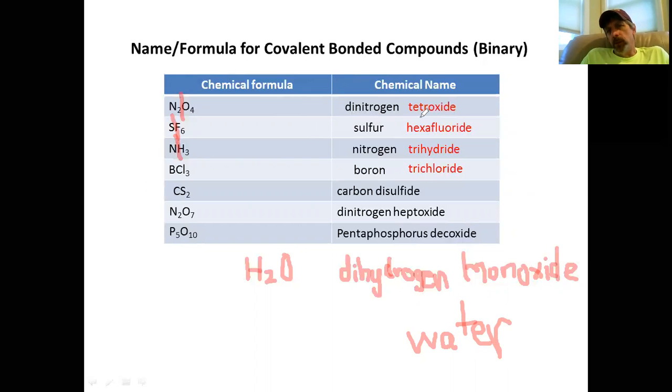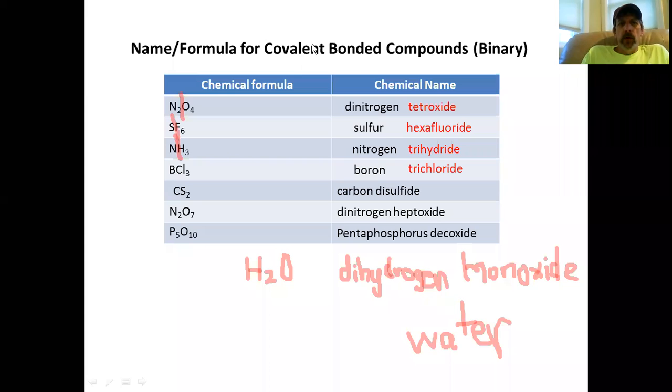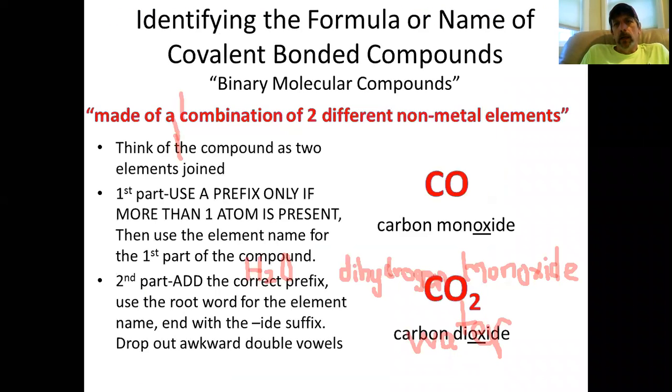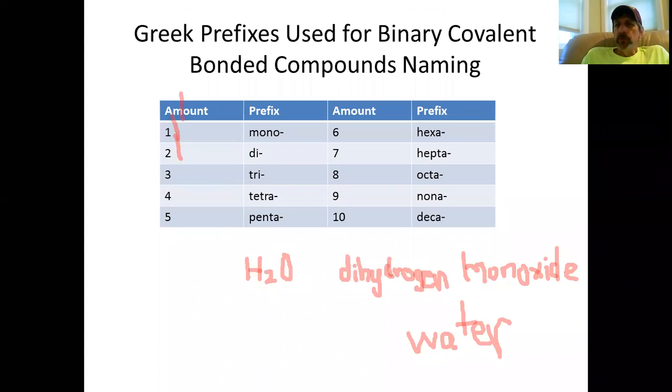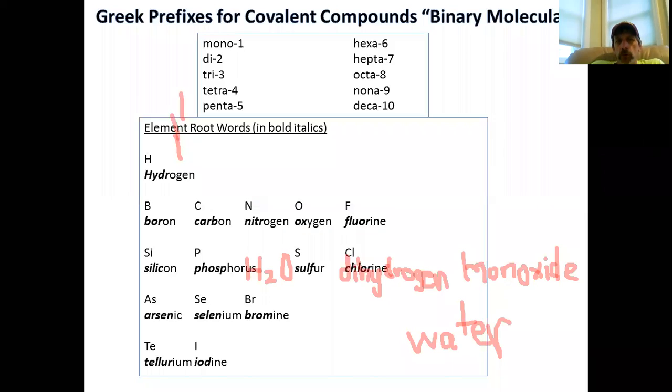Your assignment will be to practice some of this chemical naming. When you go to do that, recall that you'll need to use some tools. So those tools I'm not asking you to memorize. One of those tools will be the chart of prefixes, mono, di, tri, tetra, so on and so forth. The other tool will be the root words for elements.